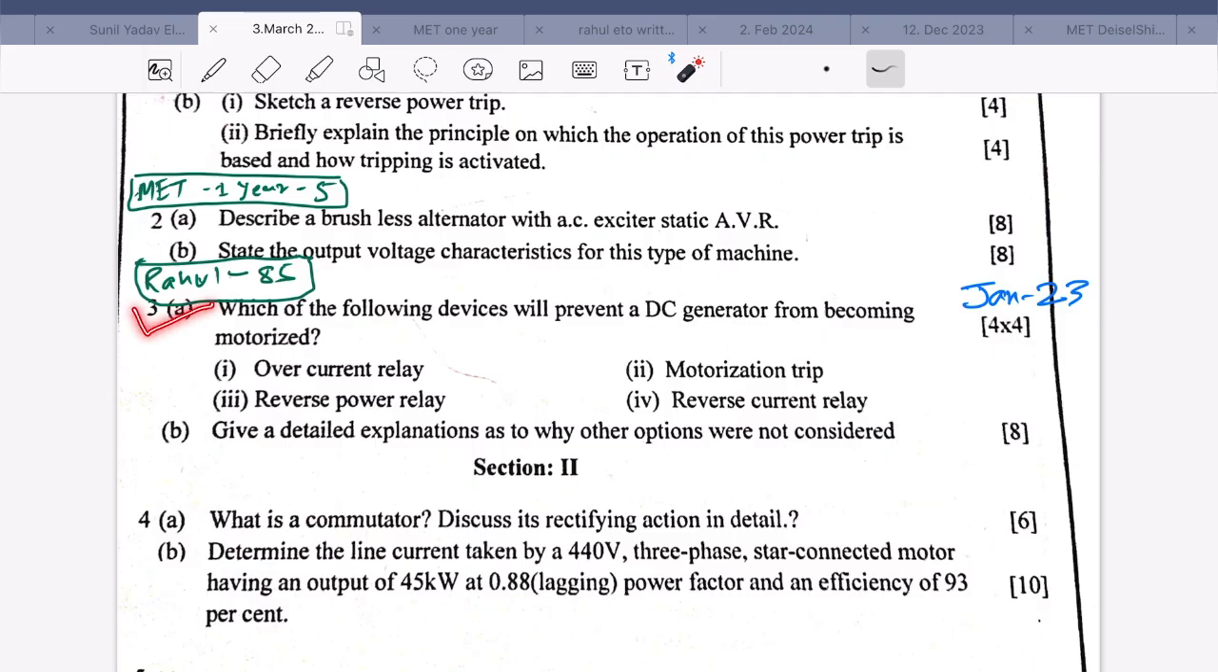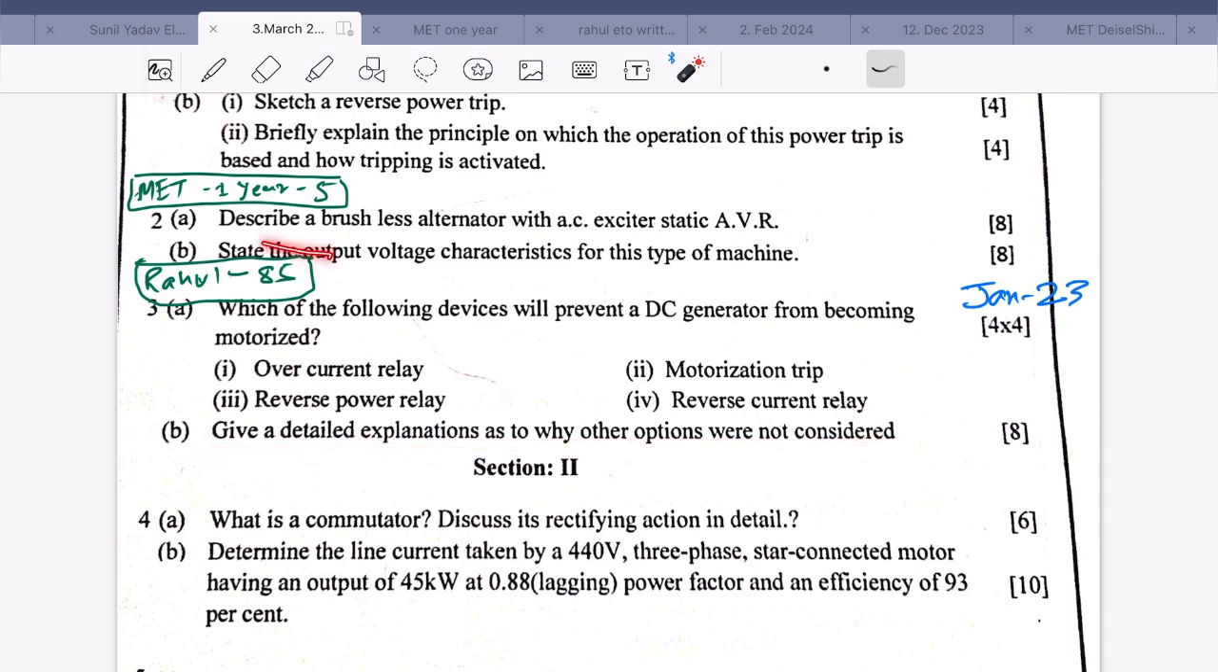Let's move on to next question 3a. Which of the following devices will prevent a DC generator from becoming motorized? Option A, overcurrent relay. Option B, motorization trip. Option C, reverse power relay. Option D, reverse current relay. This question was also asked in the January 2023 paper. In B, give a detailed explanation as to why other options were not considered.